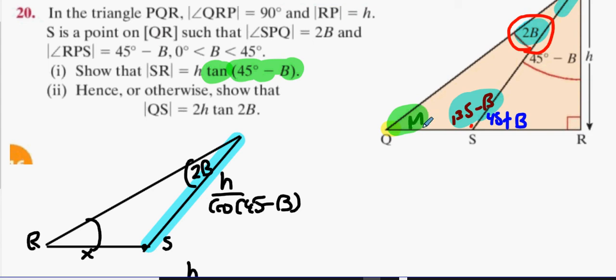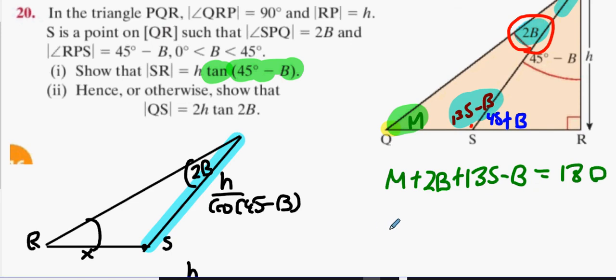M, right? M plus 2b plus 135 minus b is 180. So what can we say now? M equals what? It's plus b on the right, which would be minus b on the left. Is everybody happy with 45 minus b? Now what's the good news now? What's the really good news even?